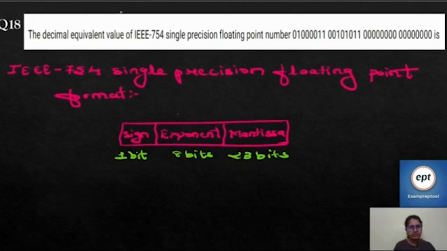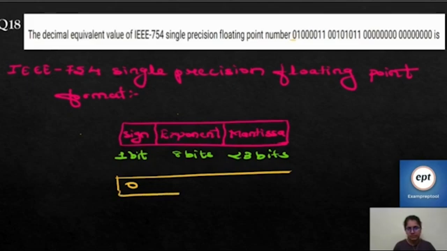Now, this is the number we have been given. If you notice, this is the sign bit, and the sign bit is 0. That means we have a positive number. If the first bit is 0, it is a positive number, and if the first bit is 1, it is a negative number. In the question they have given us a positive number.